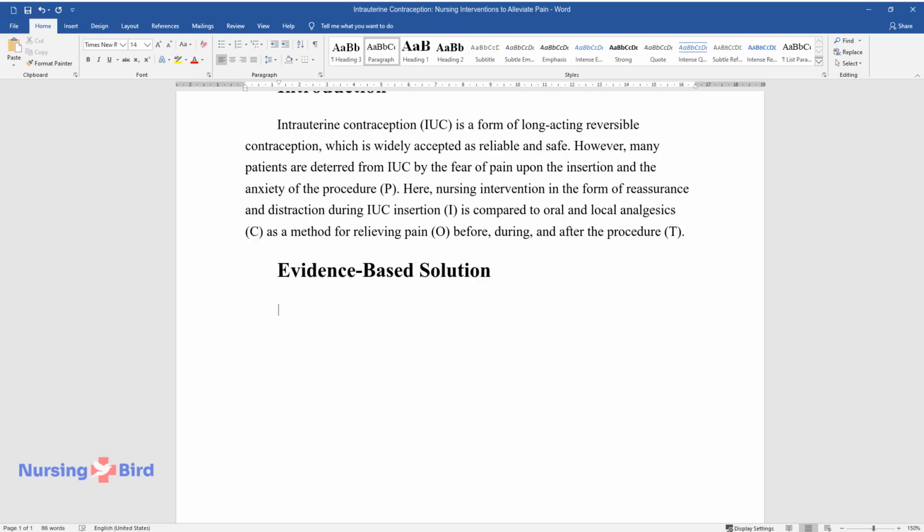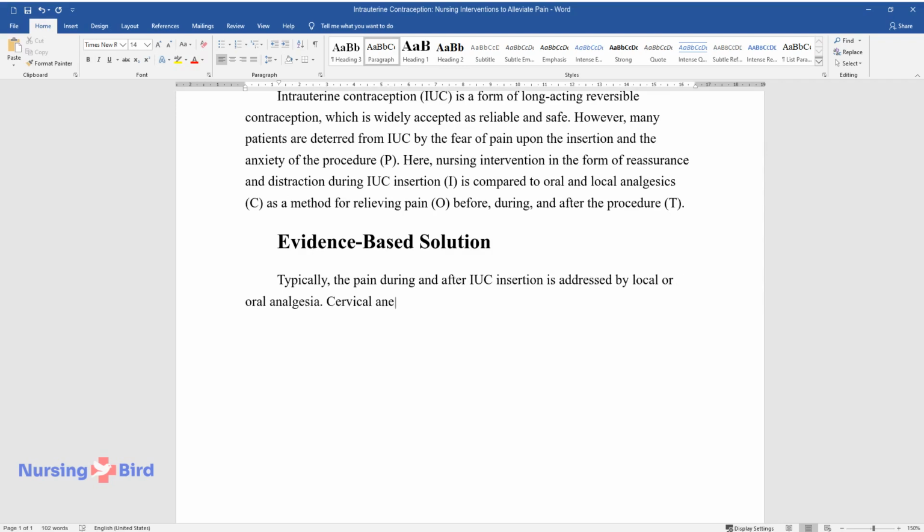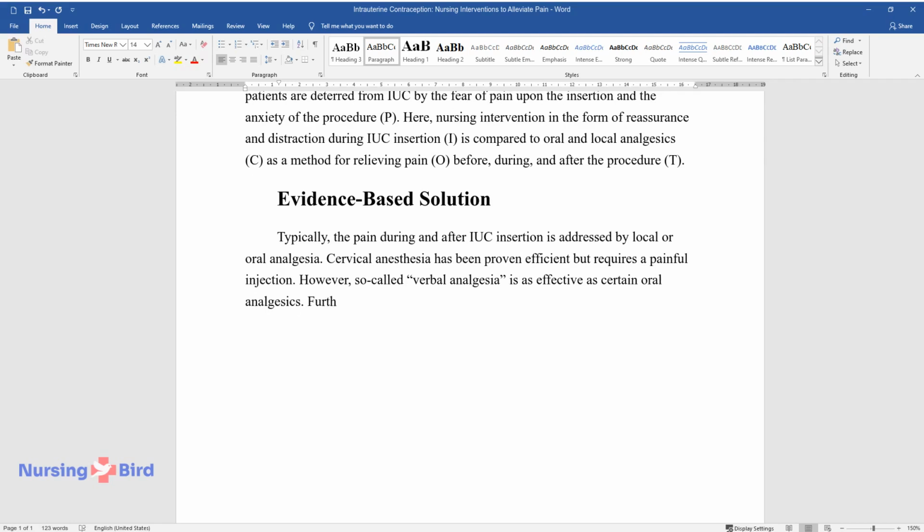Evidence-based solution. Typically, the pain during and after IUC insertion is addressed by local or oral analgesia. Cervical anesthesia has been proven efficient but requires a painful injection. However, so-called verbal analgesia is as effective as certain oral analgesics.